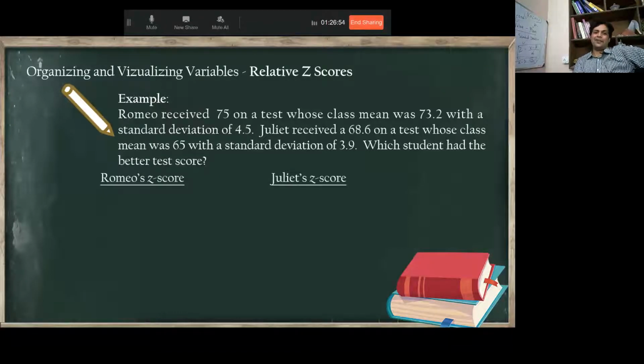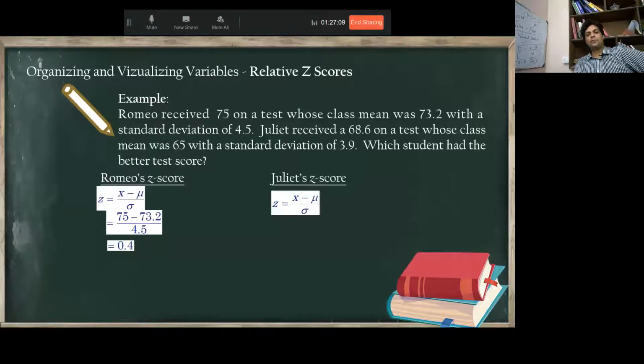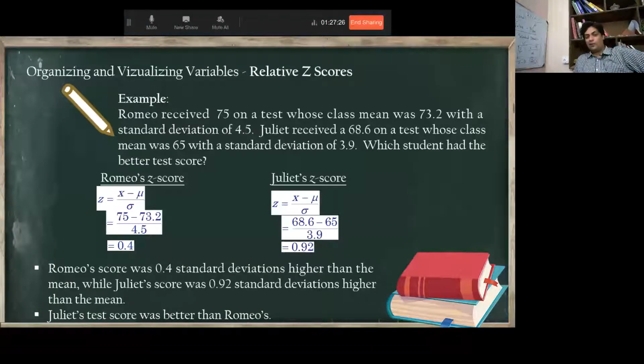We first need to calculate Romeo's z-score and Juliet's z-score. We know the formula. For Romeo, we just put in the values and we get the z-score, which is 0.4. Now we do the same for Juliet, which is 0.92. So you see Juliet's class on average is not better than Romeo's, but Juliet's score is better. Romeo's score was 0.4 standard deviation higher than the mean, while Juliet's score was 0.92 standard deviation higher than the mean. So Juliet's test score was better than Romeo's.